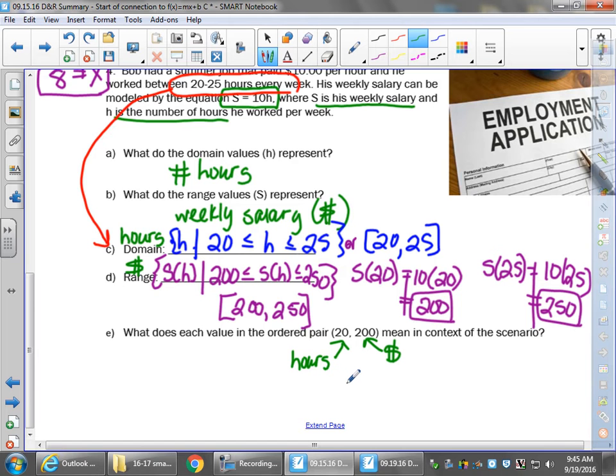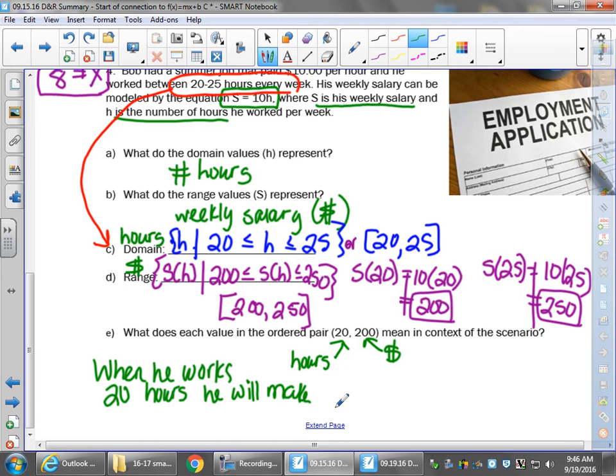So now with these labels, put the labels. I'll wait. Yep. Ayana, put all that together for me. Everybody's kind of echoing what I think you're thinking. What would my sentence be? Ayana, go ahead. Very good. When he works 20 hours, he will make $200. So this is a good strategy. When in doubt, add little labels.